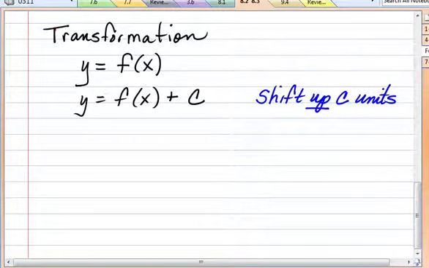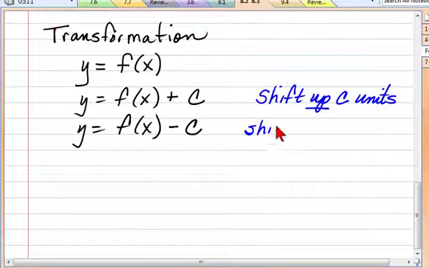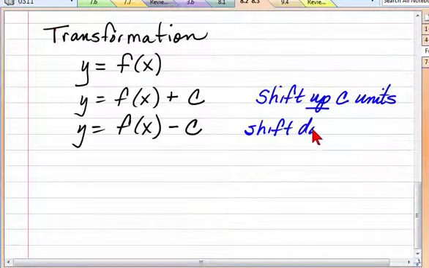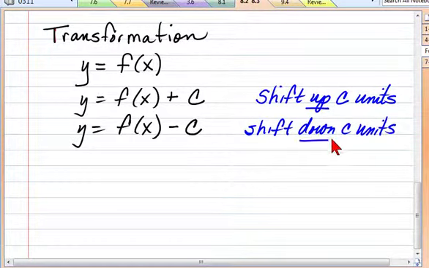All right, suppose that you instead have that same function, the squaring function, the square root function, absolute value function, and instead you subtract a number from it. Well, what does your common sense tell you is going to happen? It's going to shift down C units. It's going to maintain the shape. It's just going to be like somebody grabbed it and pulled it down, so many units.